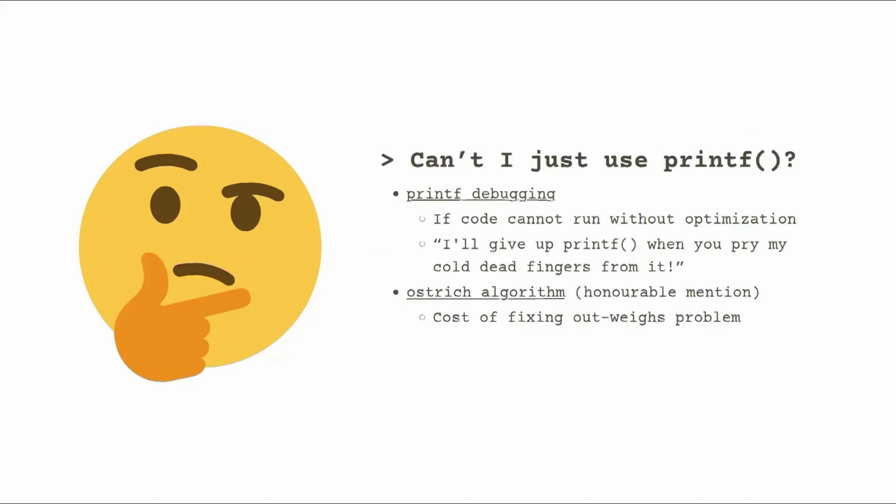And someone on the forum said, "I'll give up printf when you pry my cold dead fingers from it." And it's all about debugging. Another valid approach to debugging is the ostrich algorithm. This is basically you bury your head in the sand, okay? So the cost of fixing the problem outweighs the downside of the problem. Maybe if your server crashes once every million requests, you might deem that that's fine, we'll just reboot it. Send someone with a stick, turn it off and on again. Valid. So typically in industry, if the cost is too expensive, then they'll just put up with the problem.